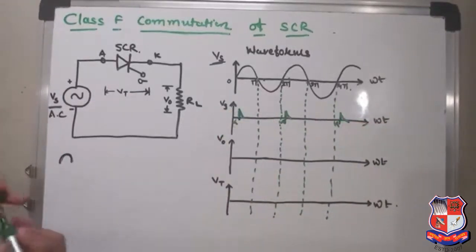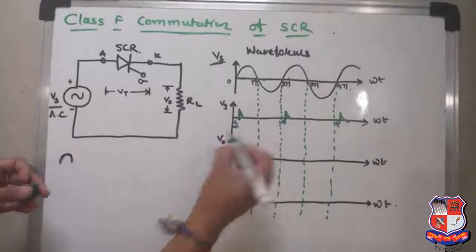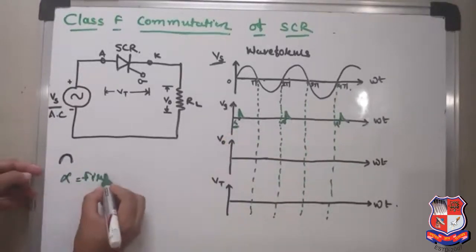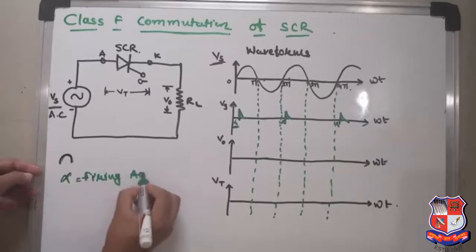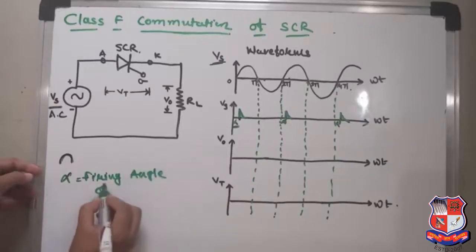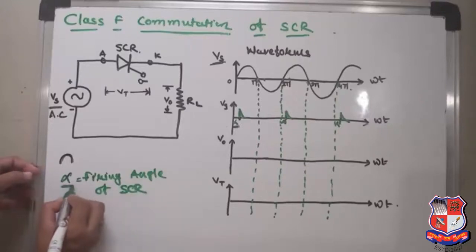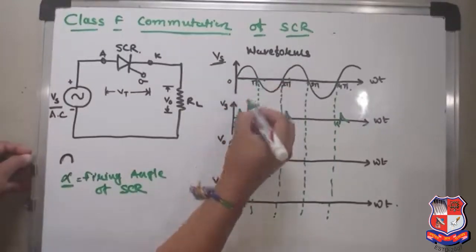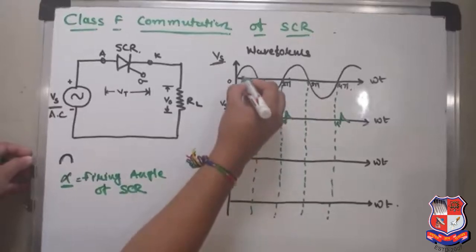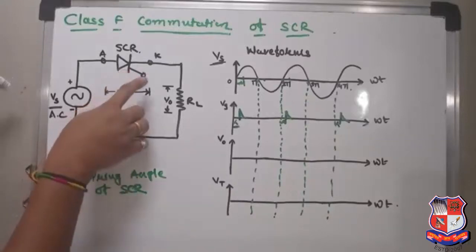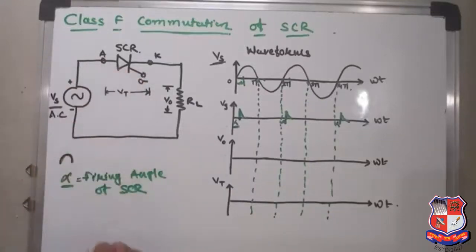So alpha is the firing angle of the SCR. At an angle of alpha during the positive half cycle, the SCR is fired, or triggered, by applying a gate pulse.